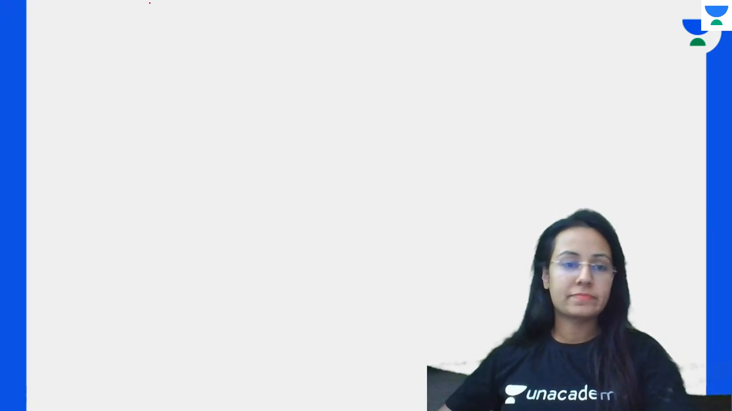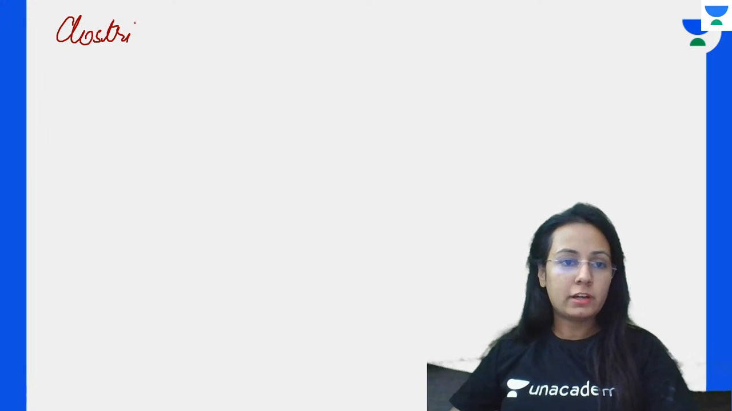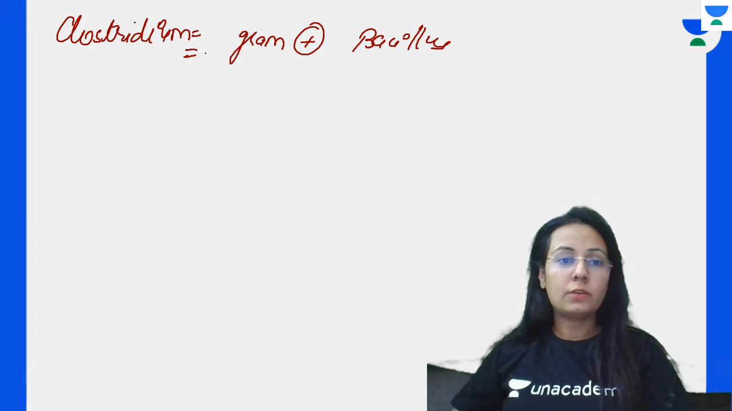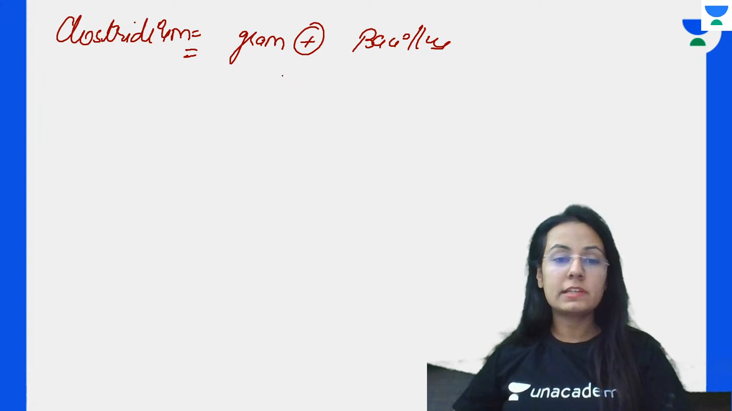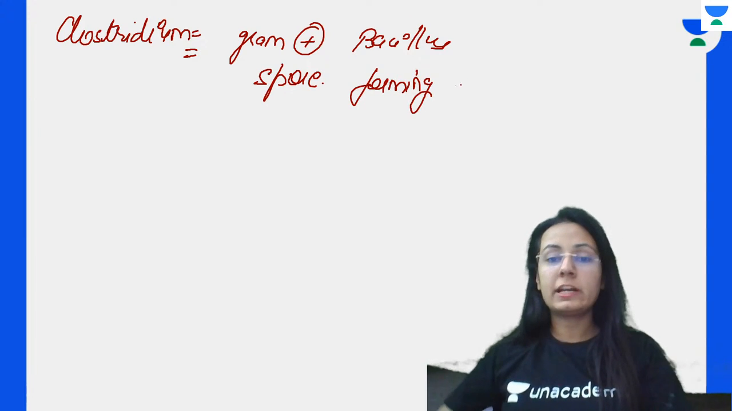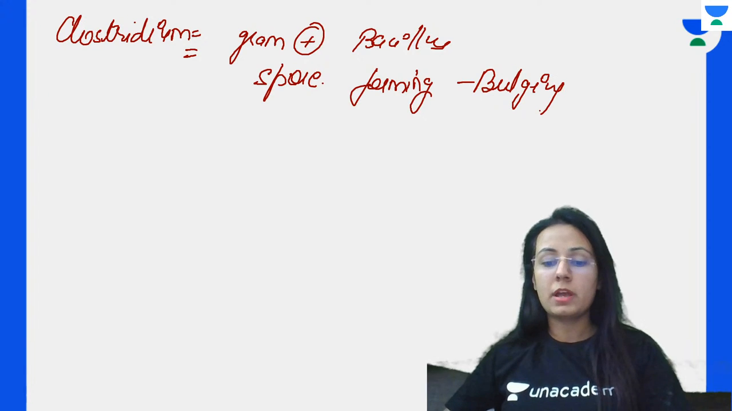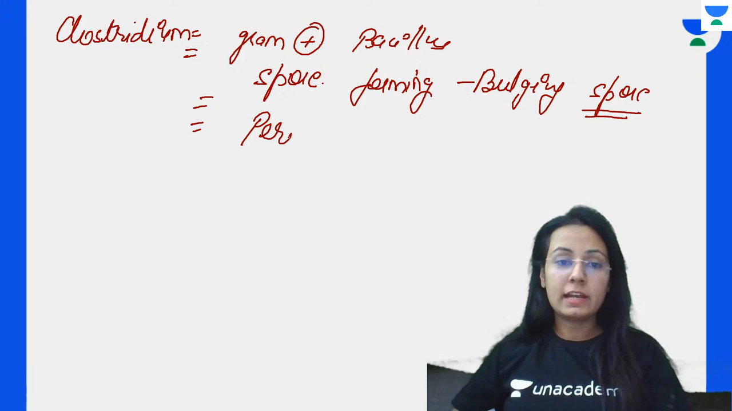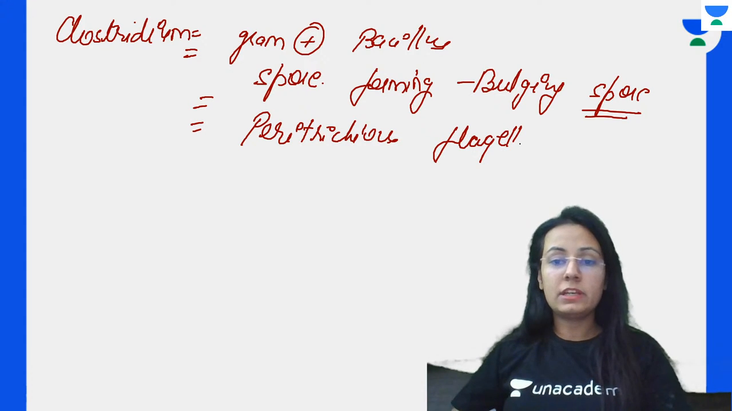Okay, now talking about the Clostridium, the first thing is that they are what? They are gram positive bacillus. And what is the motility? The first thing that we need to remember is that they are spore forming, and what kind of spore? They are having bulging spore. All right, now they are what? Motile, and that is peritrichous flagella. With exceptions, we need to remember the exception.